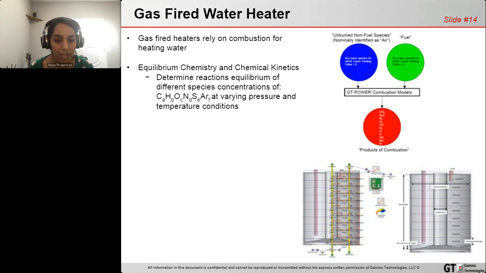And moving on, we can model other different designs of water heater as well. I want to go over a few, starting with the gas-fired water heater, which relies on combustion for heating water. And here it's more important to focus on the chemistry and the reactions of the different concentrations of species for pressure as well as temperature, and we have capabilities to model that.